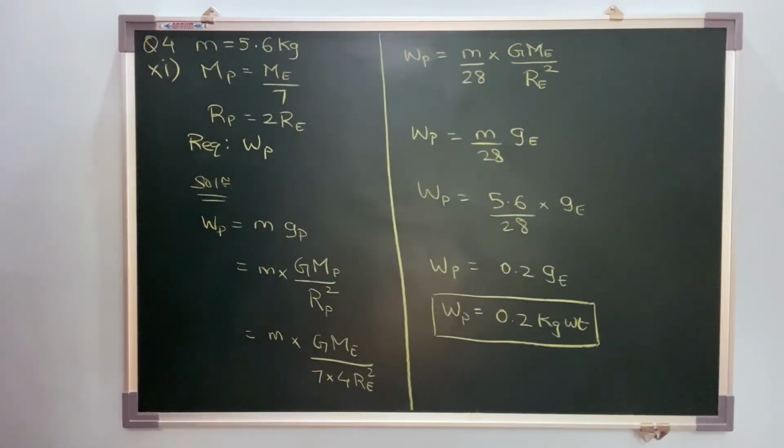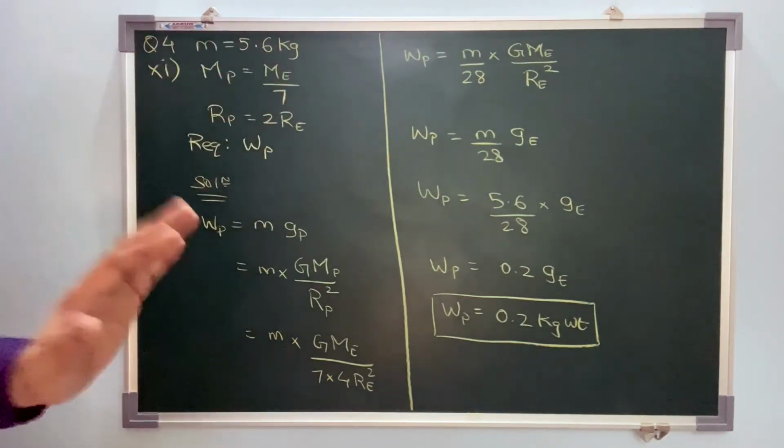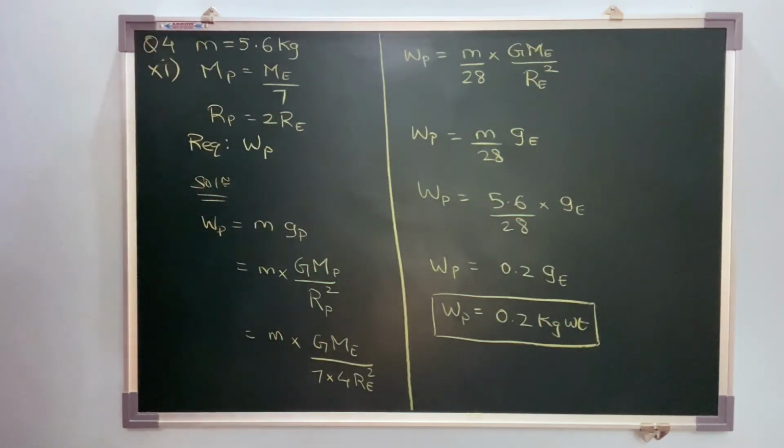Think about it. Suppose you are 50 kgs, or let's say there is an obese person who is weighing 120 kgs, a really fat person whose mass is 120 kgs. If he goes to the moon or some other planet, will his mass actually reduce? Will he become thinner? No. 120 kgs is going to remain the same. That means if I come back to this question, 5.6 kgs is not going to change. It is going to remain the same.